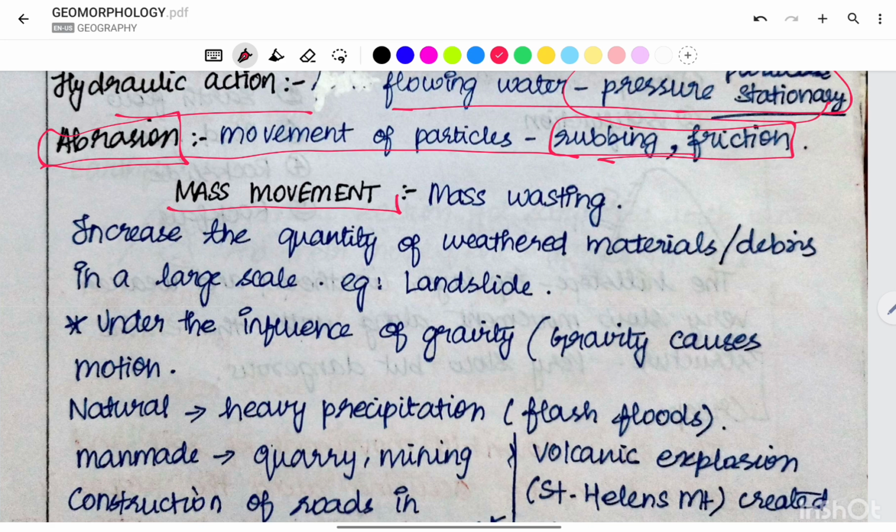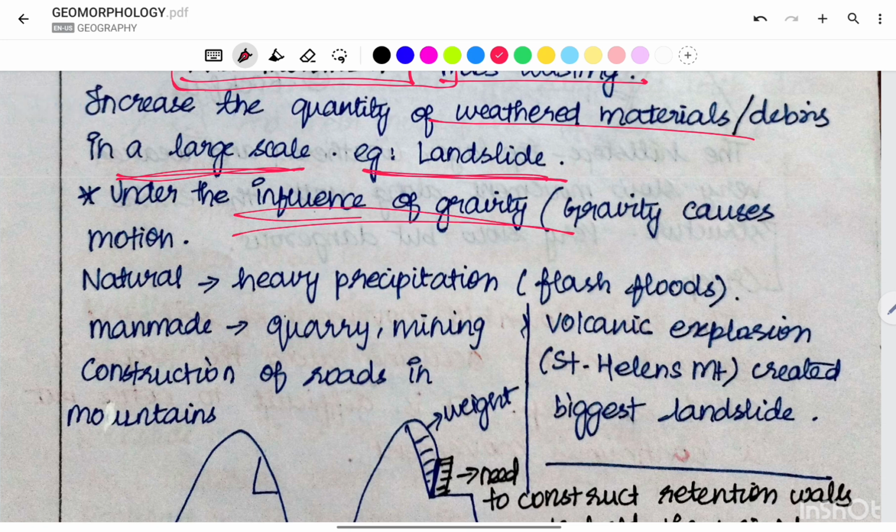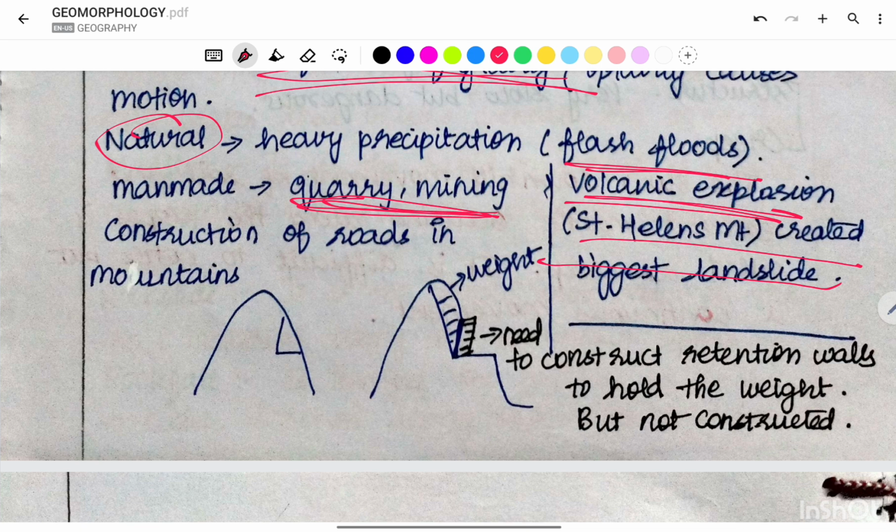Next we have mass movement, or mass wasting. When a large quantity of weathered material, debris, moves on a large scale, it is a landslide under the influence of gravity. The natural cause is heavy precipitation, and the man-made cause is quarrying. Flash floods occur due to heavy precipitation. A volcanic eruption like Mount St. Helens created a big landslide.